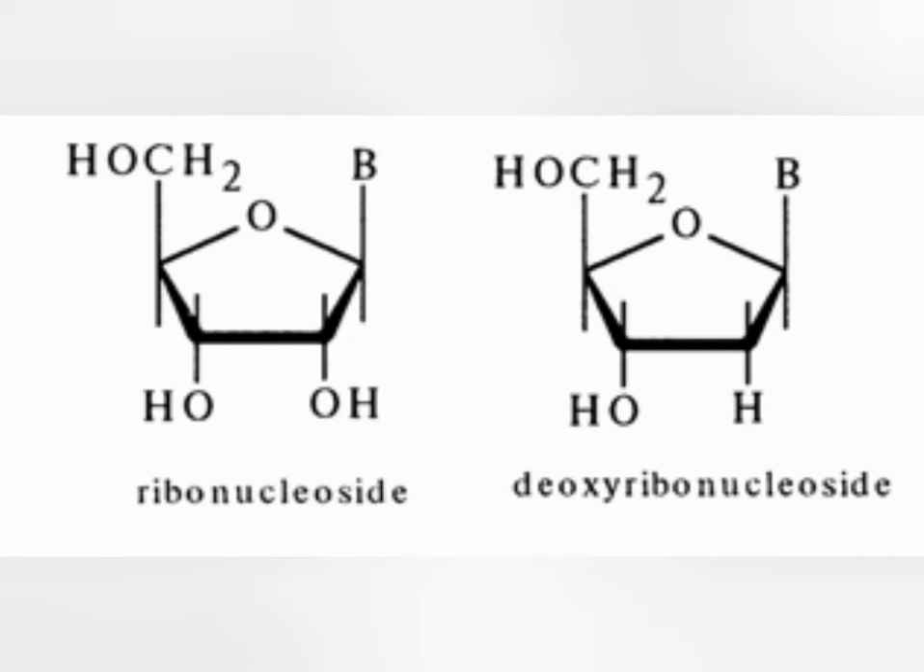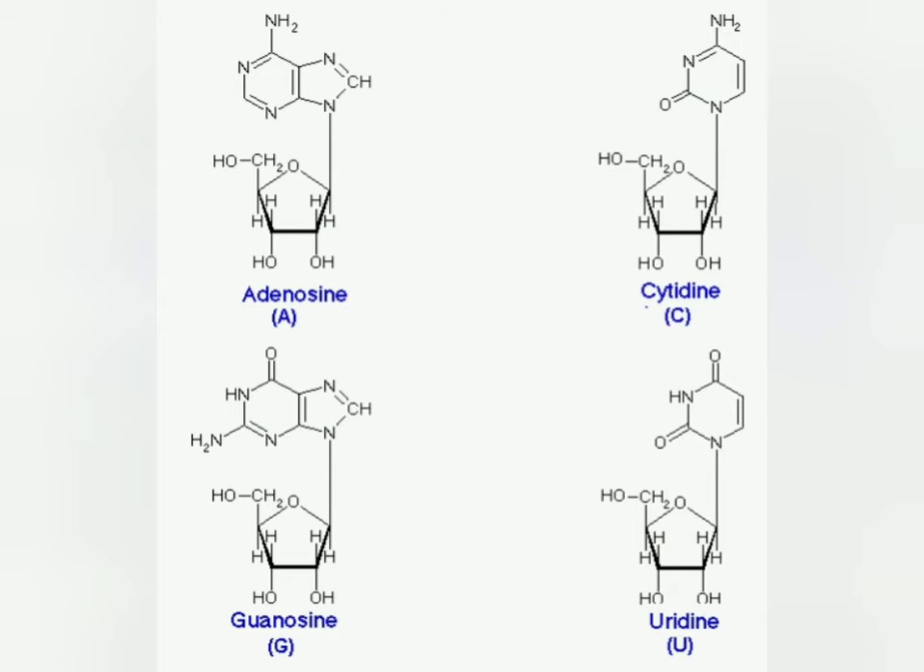So nucleosides are of 2 types, based on the nature of the pentose sugar: ribonucleosides and deoxyribonucleosides. Ribonucleosides are adenosine, guanosine, cytidine and uridine. And deoxyribonucleosides include deoxyadenosine, deoxyguanosine, deoxycytidine and deoxyuridine. It is based on the nature of the pentose sugar present in it.